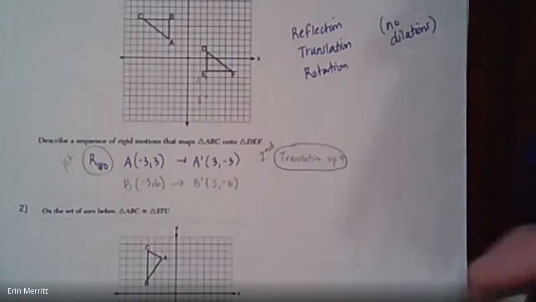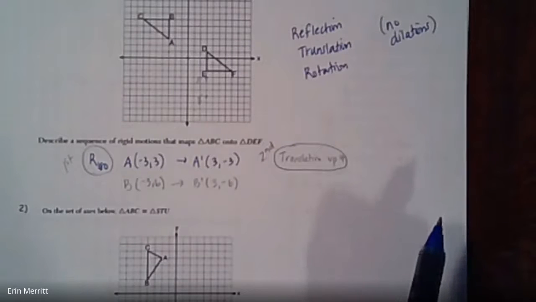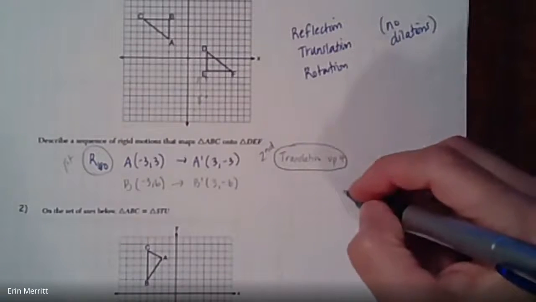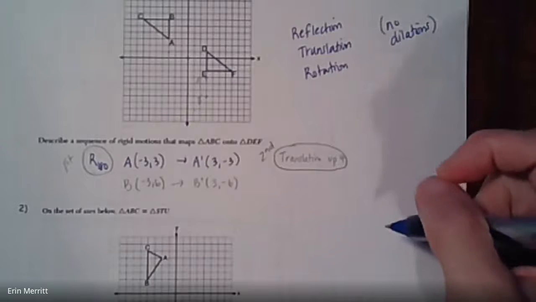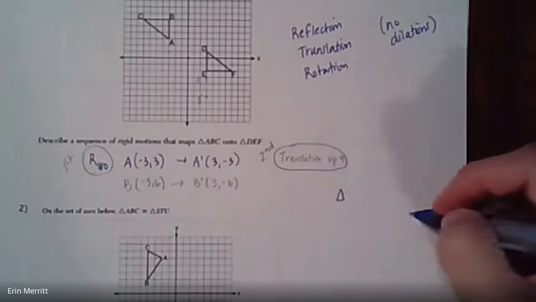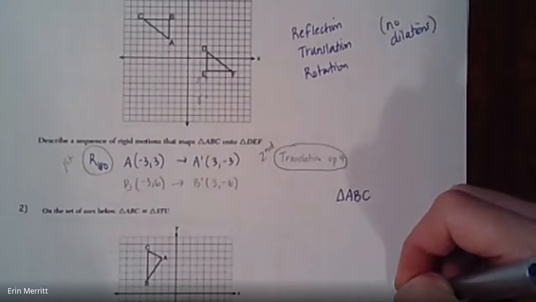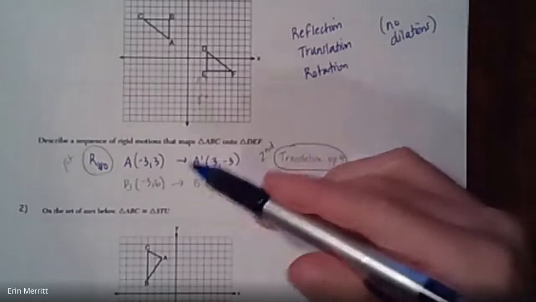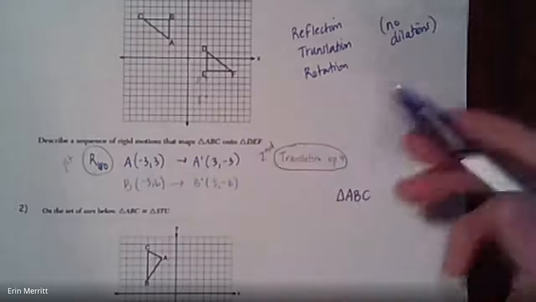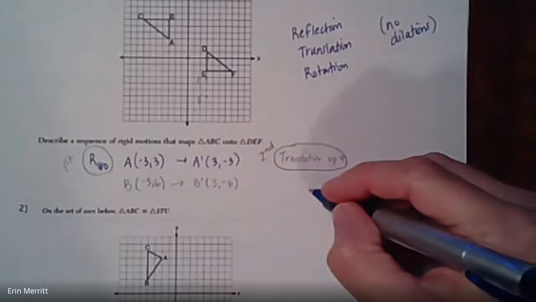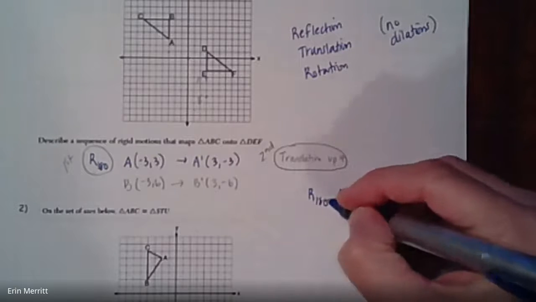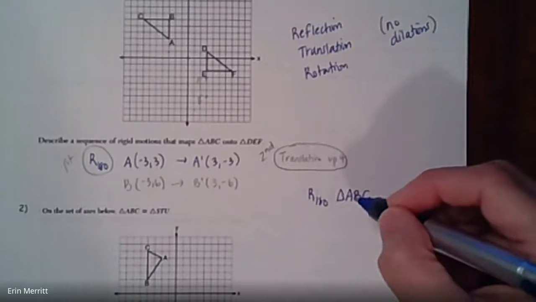Since we just practiced a whole lesson on notation, let's use notation here. But we have to remember, we kind of have to write it in reverse. So I would start by writing down triangle ABC. That's what we're going to be moving. I want to rotate it 180 first. So that would be a rotation of 180 degrees of triangle ABC.